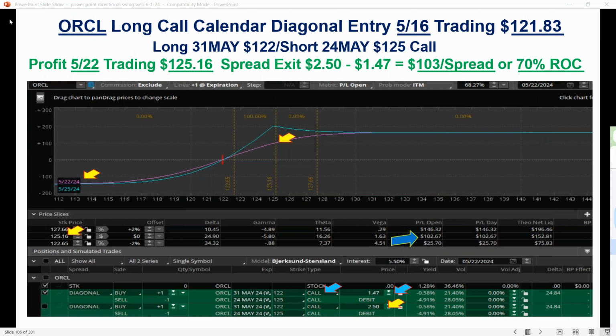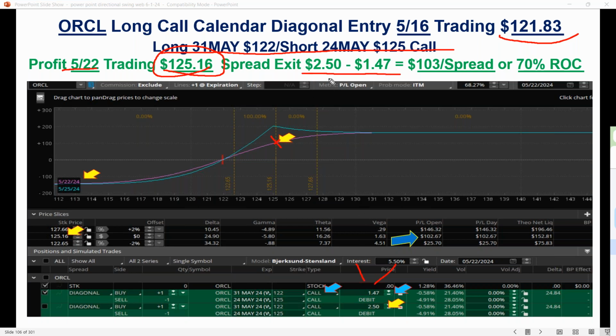So we got in on the 16th. These are just alert trades to show you what they look like. It was trading at 121.83. So the 31 May 122 long, short the 24 May 125, calendar diagonal, and got in at 147. It popped up on the 22nd, now trading at 125.16. So we got some profits right there.